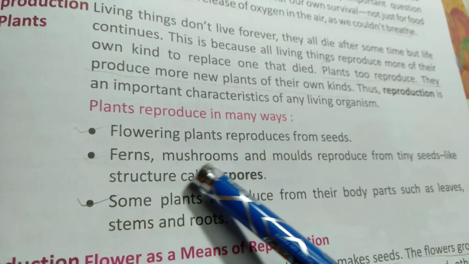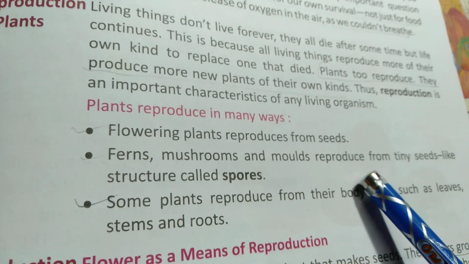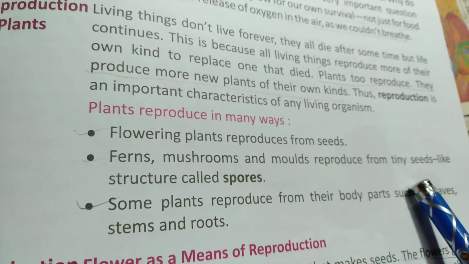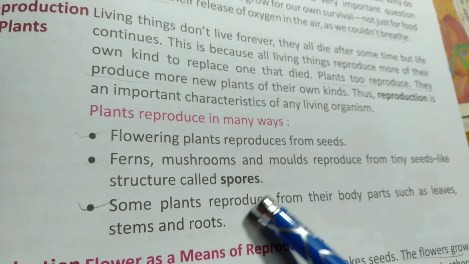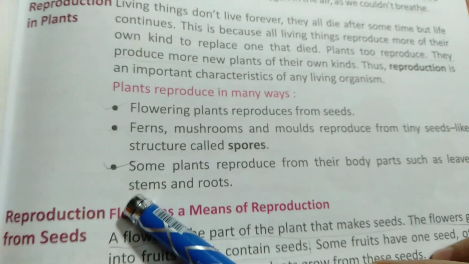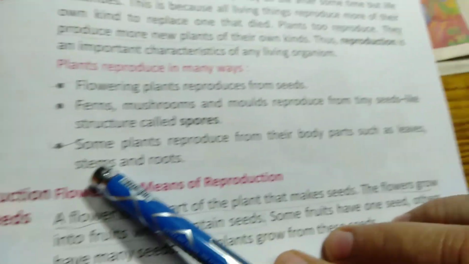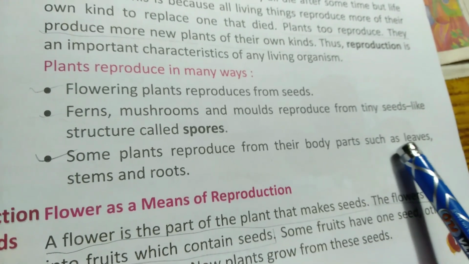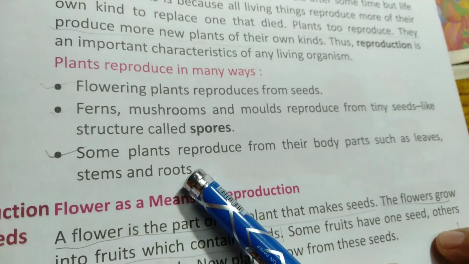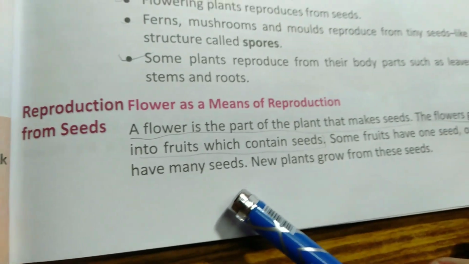Second, ferns, mushrooms and molds reproduce from tiny seed-like structures called spores. Third, some plants reproduce from their body parts such as leaves, stems and roots.